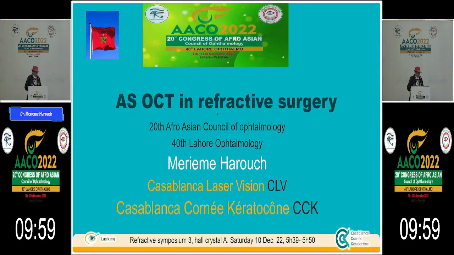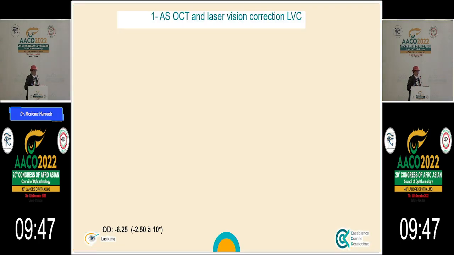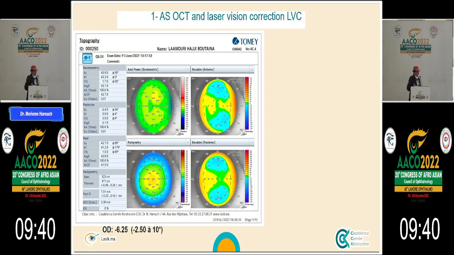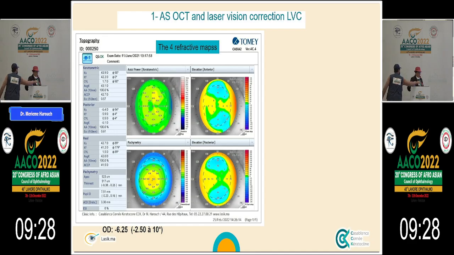Dear colleagues and friends, I shall do my presentation on anterior segment OCT, CASIA 2, in refractive surgery. The first indication is for laser vision correction. The anterior segment OCT gives us the four refractive maps: axial maps, anterior elevation, posterior elevation, and a map of pachymetry.